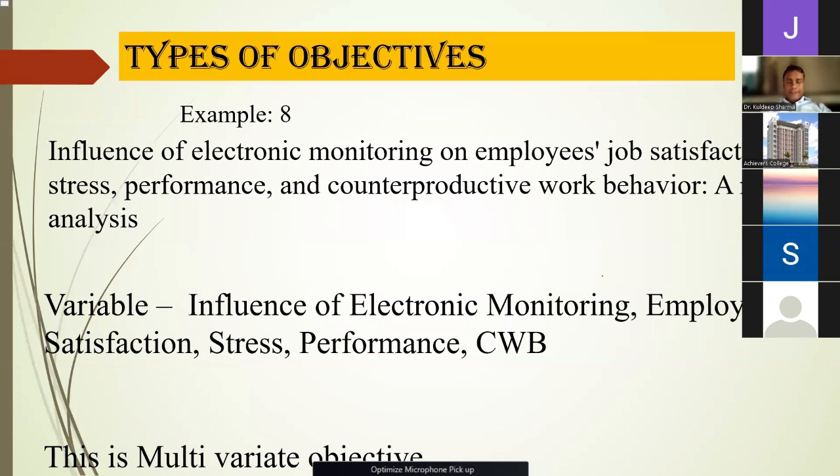Congratulations, you are absolutely correct. So how many variables are there? 5 variables. You know, stress is a dependent variable. Performance is a dependent variable. Counterproductive work behavior is a dependent variable. Employee job satisfaction is a dependent variable. There is only one independent variable, electronic monitoring. Are you understanding a little bit or not? Yes.